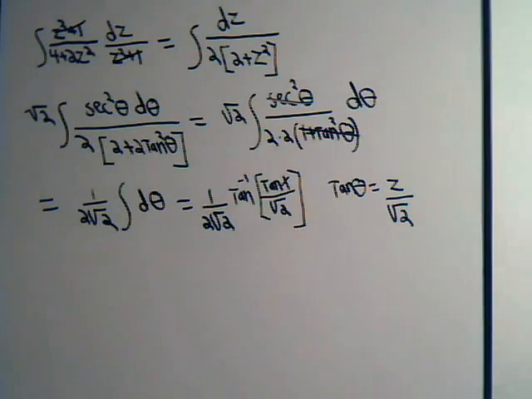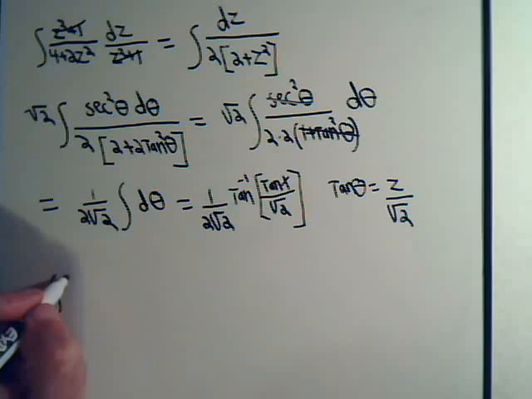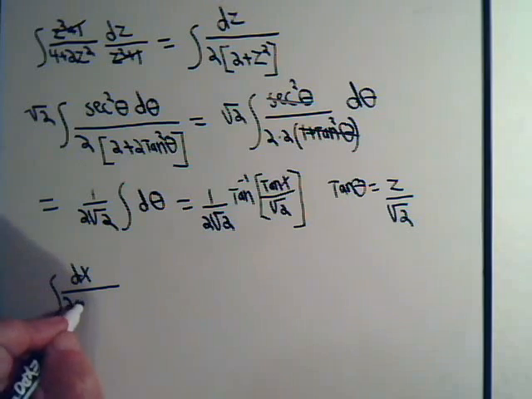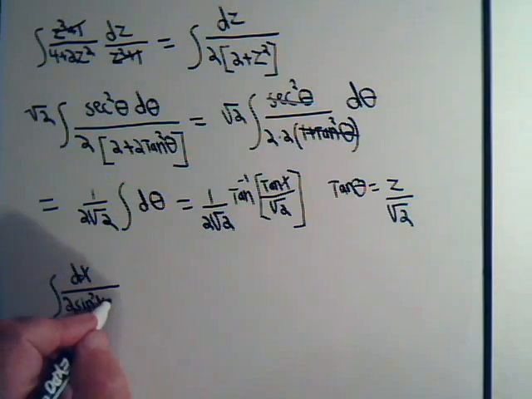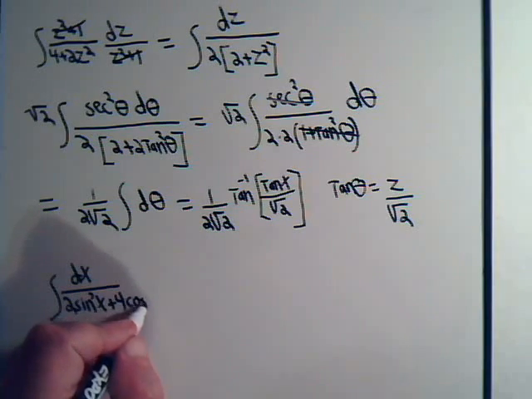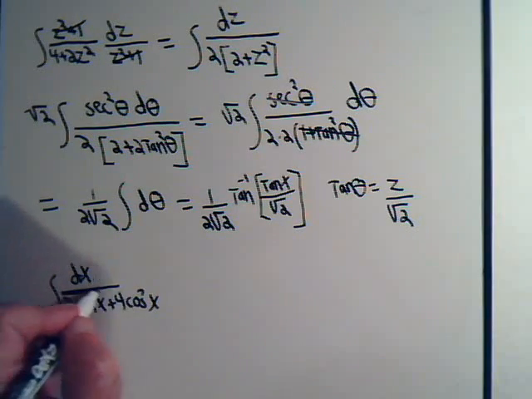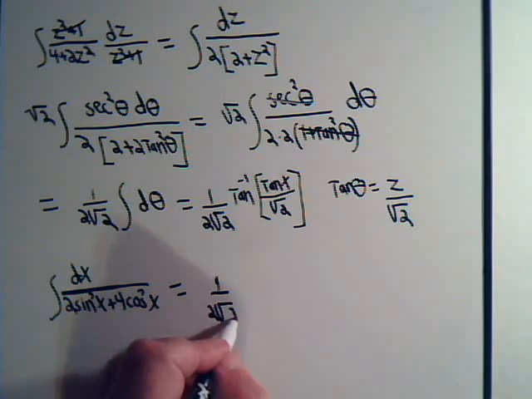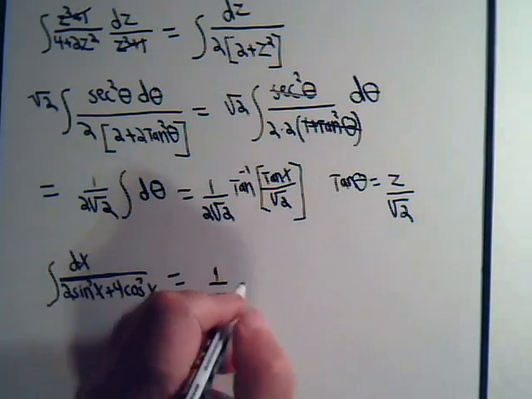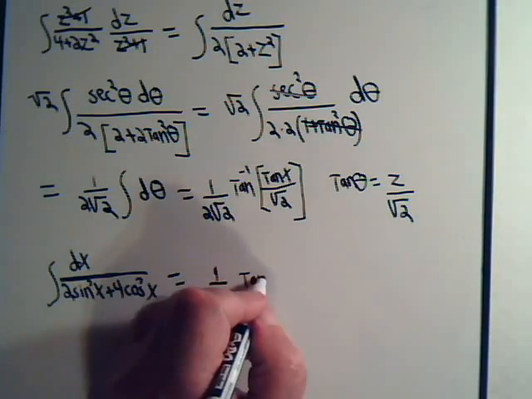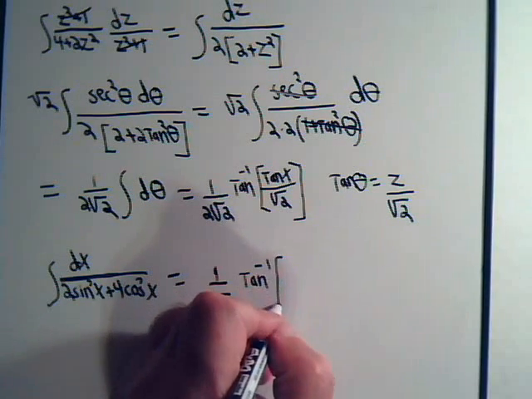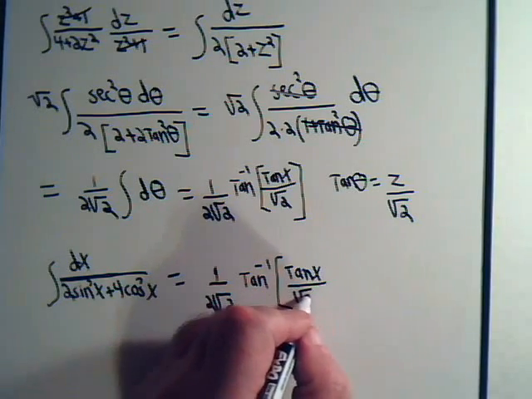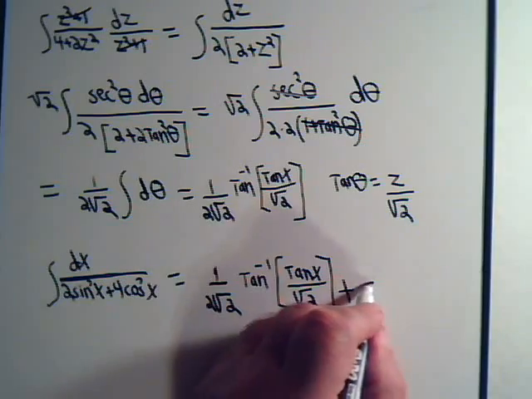So, integral dx divided by 2 sine squared of x plus 4 cosine squared of x. That's 1 over 2 times the square root of 2 times the inverse tangent of the tangent of x divided by the square root of 2 plus a constant.